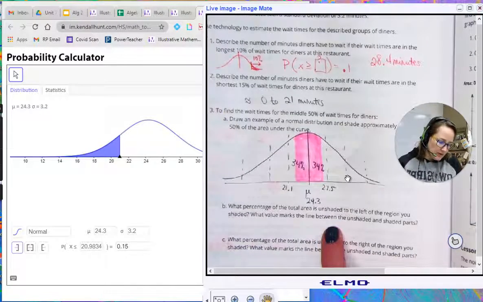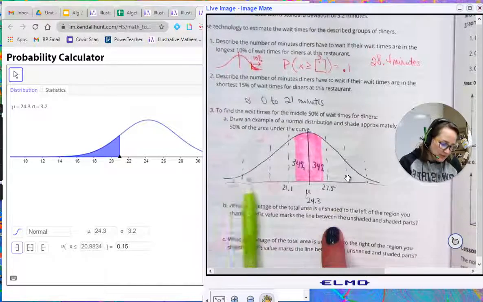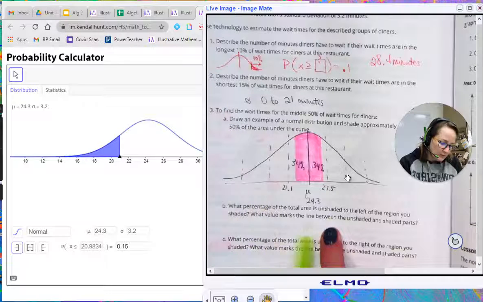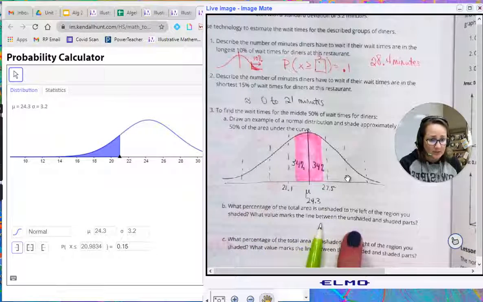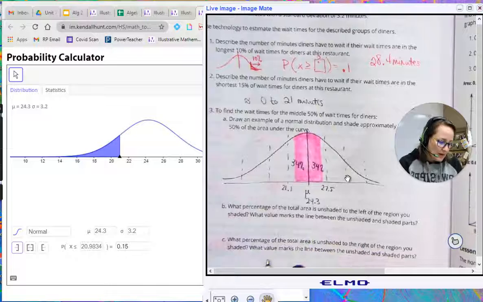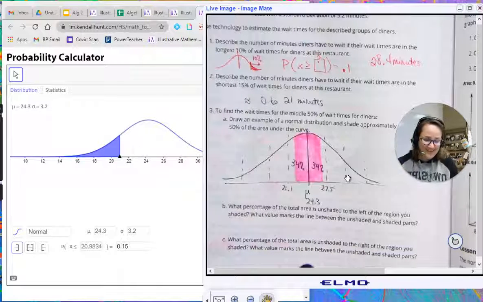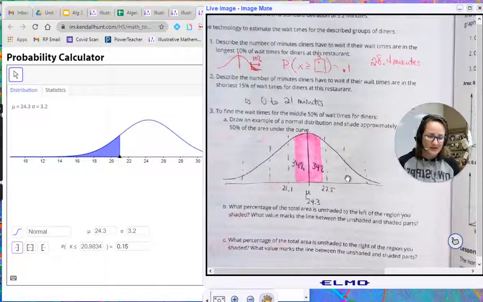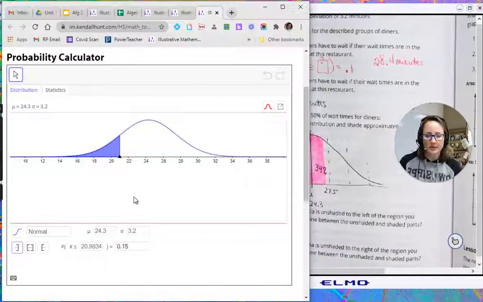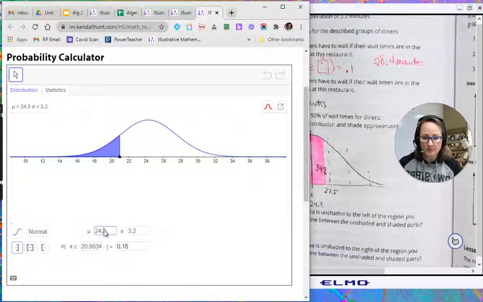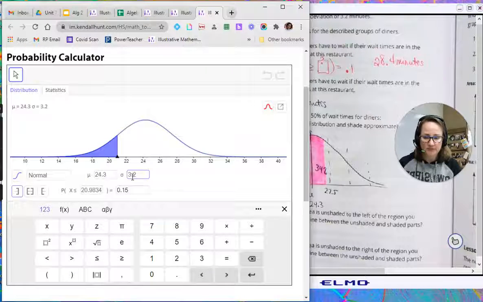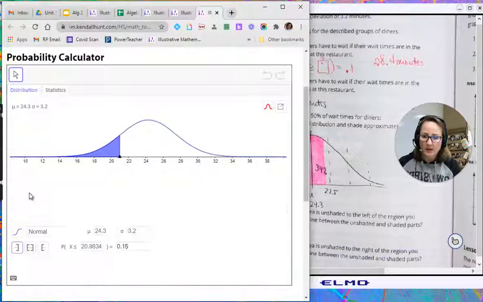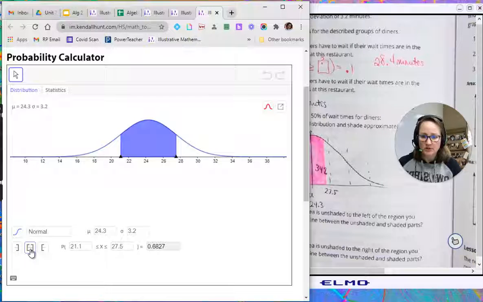So what percent of the total area is unshaded to the left of the region you shaded? What value marks the line between the shaded and unshaded portions? And then the area to the right of the region that you shaded. Well, we've got to figure this stuff out, right? So I'm going to go back to my probability calculator. I still have the same mean and standard deviation set. No biggie. I want to have a range here in the middle, and I want that range to be at 50%.